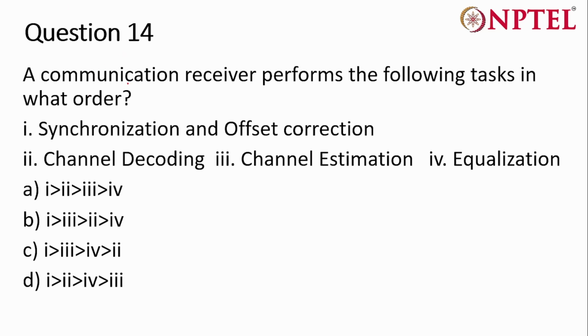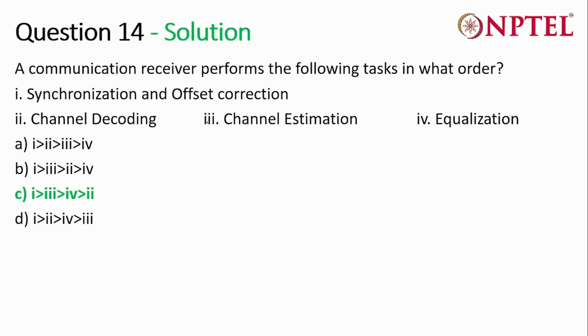Okay. So a communication receiver performs the following tasks in what order? Generally at the receiver, what all will we do? You have to do synchronization, offset correction, channel decoding, channel estimation, equalization. So what is the order of the tasks? C. Synchronization and offset, channel estimation, channel decoding, equalization. No, it's channel estimation, equalization, and only then we'll do decoding, right? Basically, we'll have to estimate and equalize for the channel effects, ISI, and then we'll decode.